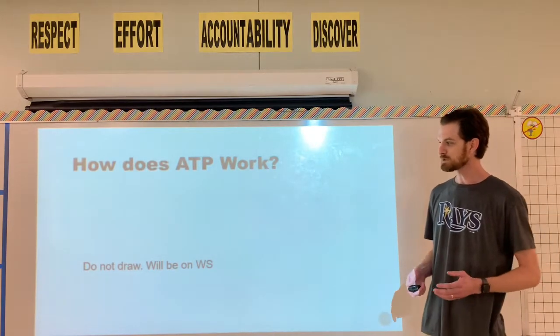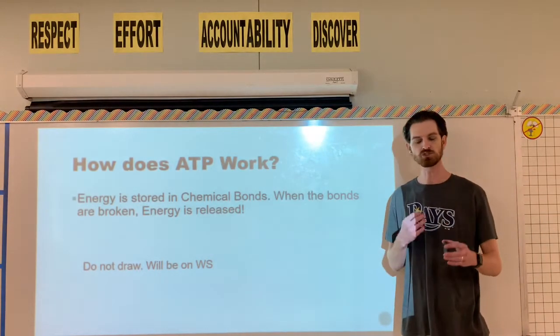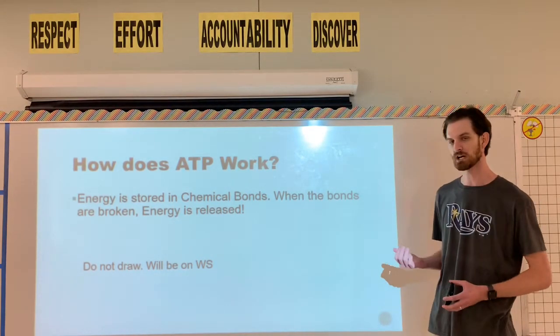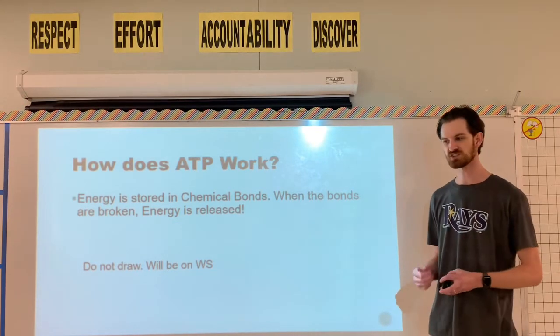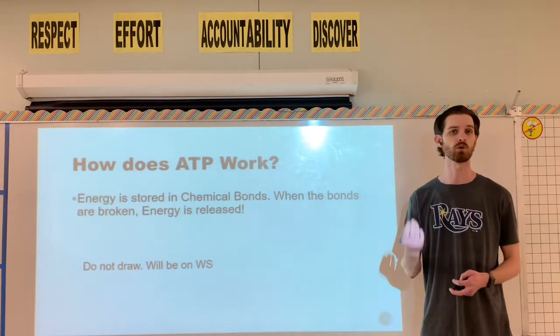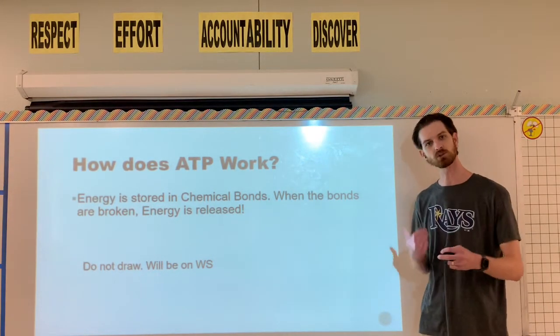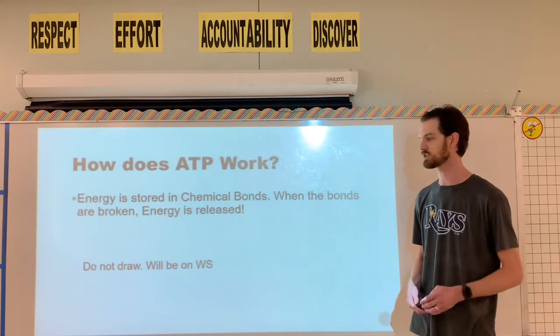So how does ATP work? ATP is basically a use of chemistry to the advantage of the cell. Energy is stored within chemical bonds. When you break a chemical bond, that's when you release energy. For instance, if you tear a sheet of paper, you hear a noise. That's energy being released from tearing it. This is similar to that process. If I break bonds, I release energy, and then I can use that energy to do some work.